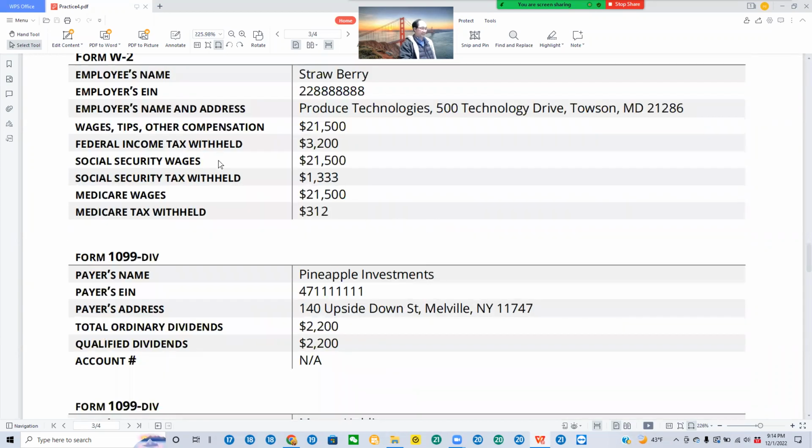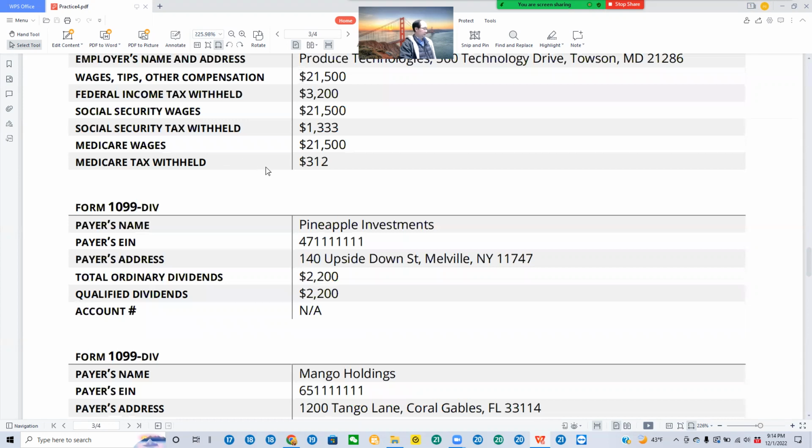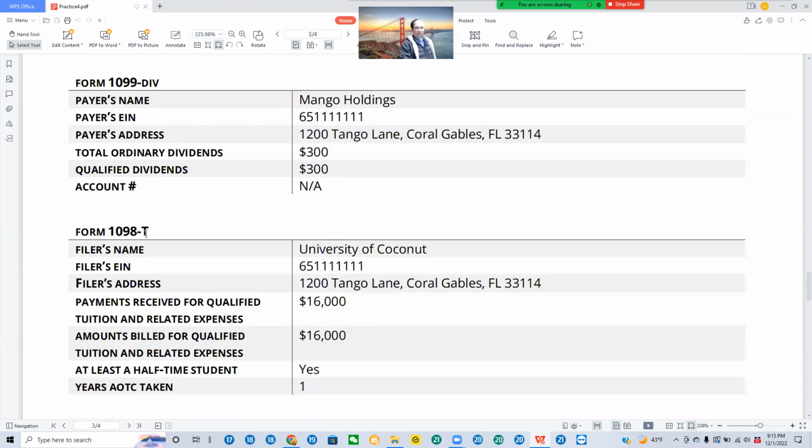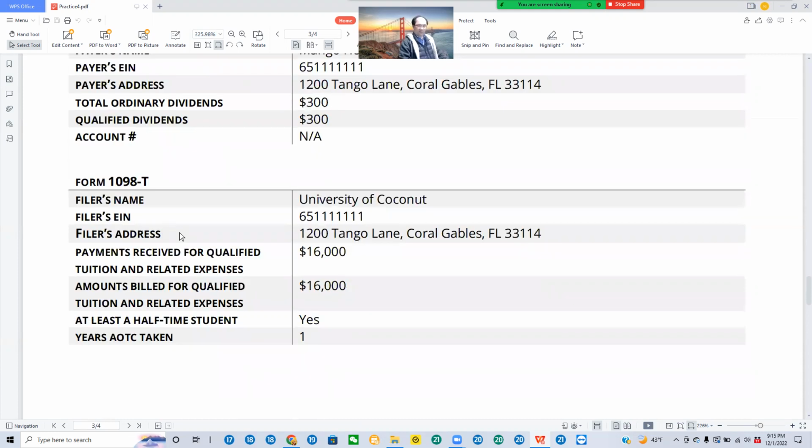They also have dividend income. They have 2 dividend incomes. And one person is going to college. They get the American Opportunity Credit.